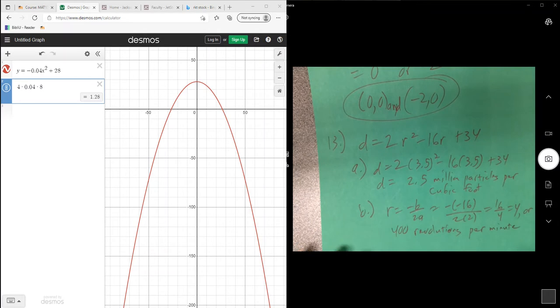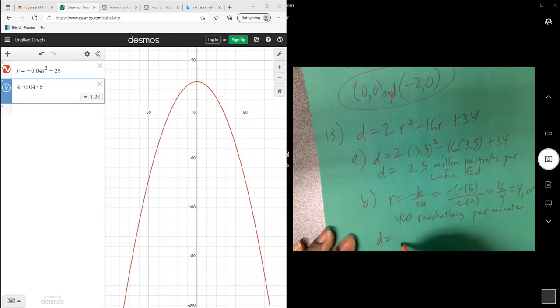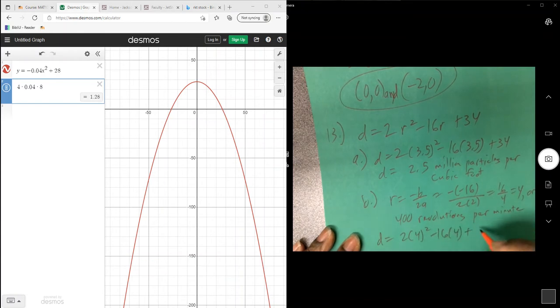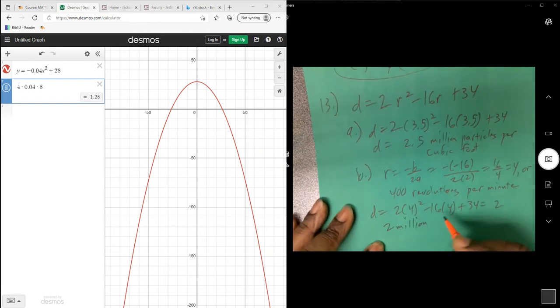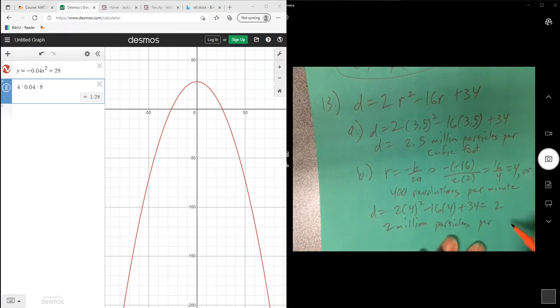Okay, now the next thing we need to do is substitute in 4 for the r values to find out what our density is. So it'd be 2 times 4 squared minus 16 times 4 plus 34, which would be 2. So it'd be 2 million particles per cubic foot.